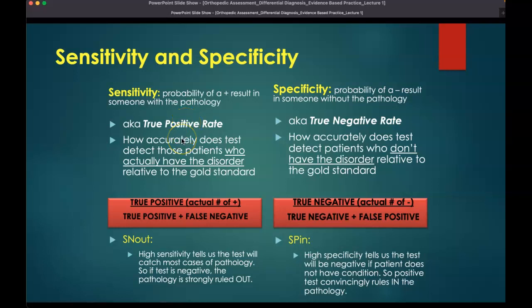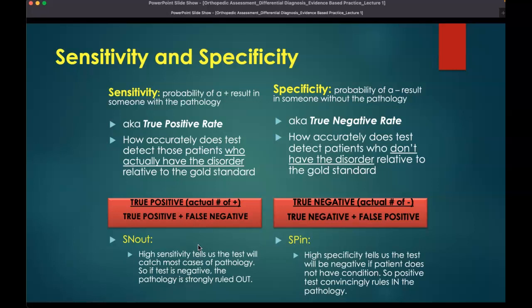The other way to think about that is how accurately does the test detect those patients who actually have the disorder. So if a patient has an ACL rupture and we do a Lachman's, how often does the Lachman's actually detect that a patient actually has an ACL tear, right? Now that's typically going to be relative to the gold standard, which would be usually an MRI, right, or arthroscopic surgery. So it's the true positive rate. But one of the things that we have to do is we have to think counterintuitively, right? Which is really hard to do because sensitivity is the true positive rate. How often a test detects a patient who actually has the disorder.